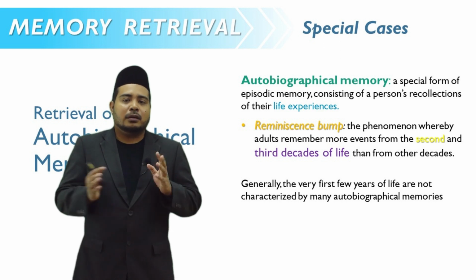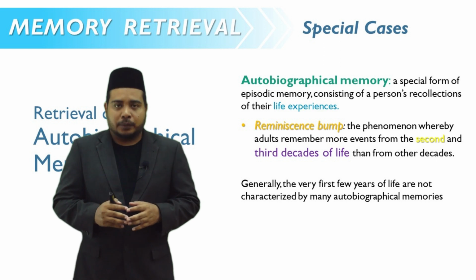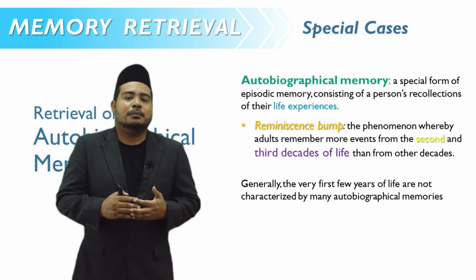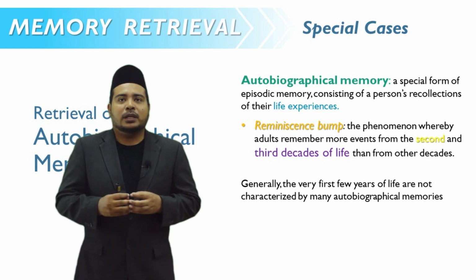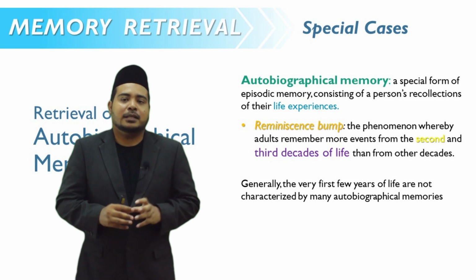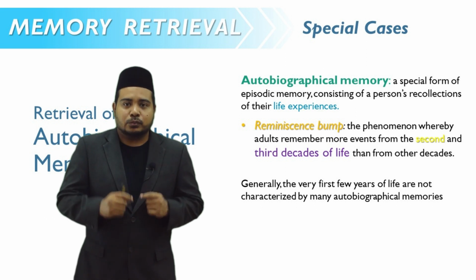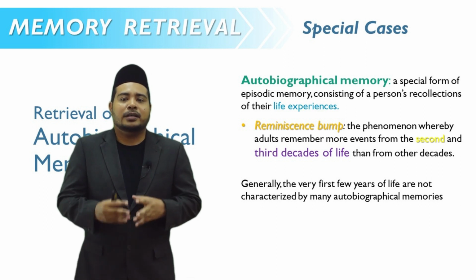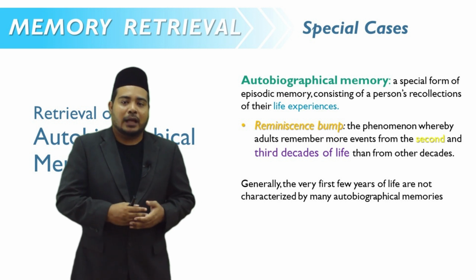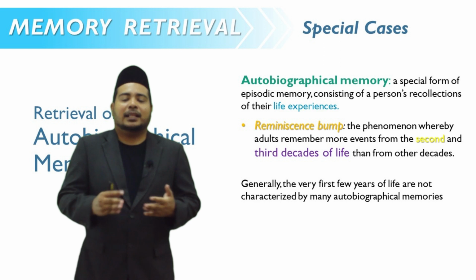So when we talk about autobiographical memory, we also come across the reminiscence bump. This is the phenomenon whereby adults remember more events from the second and third decades of our life as compared to the other decades.